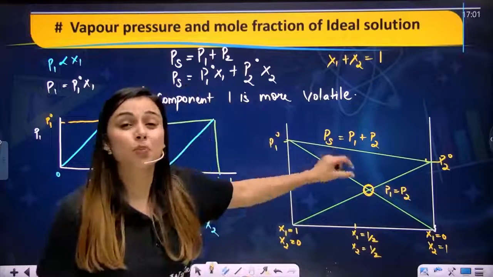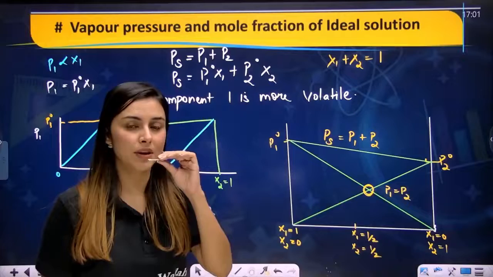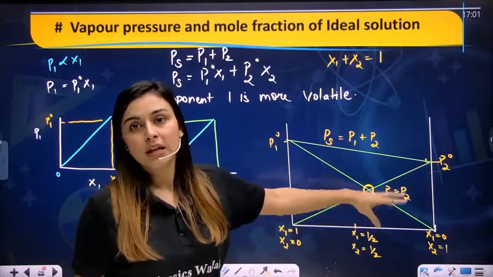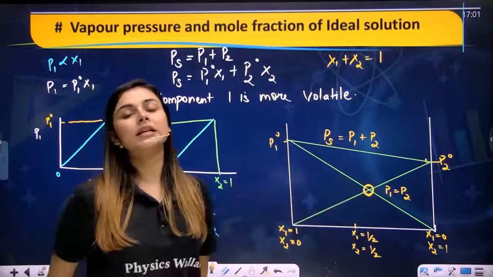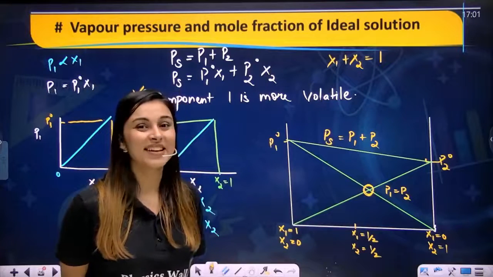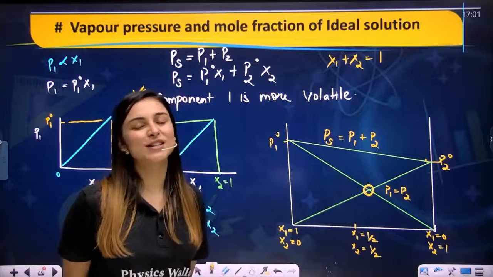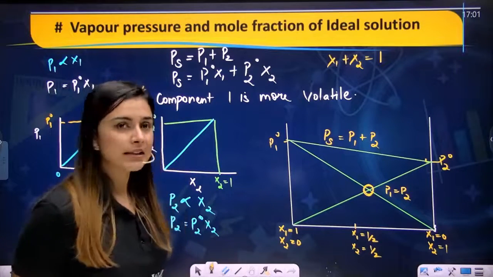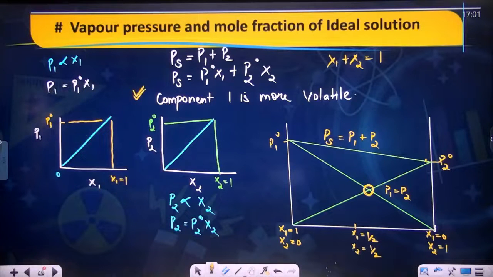That is, this is the point where the partial vapor pressures of the first and the second component are equal. This is how you read an ideal solution graph. Okay, I hope you're clear with this part. Yes, let's see if you have made it clear.